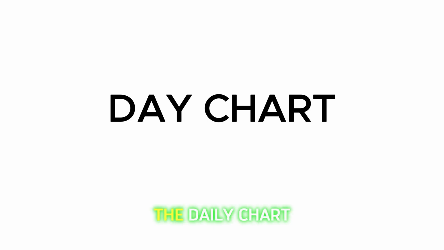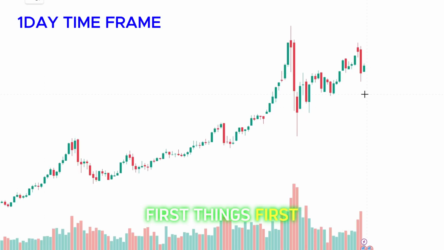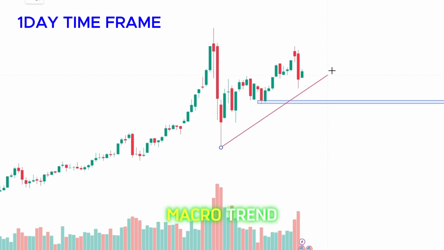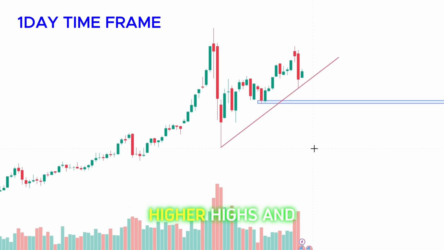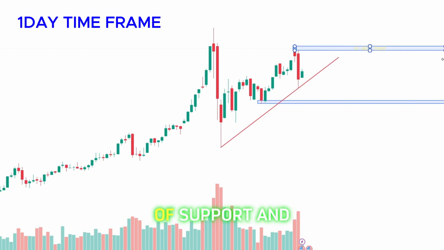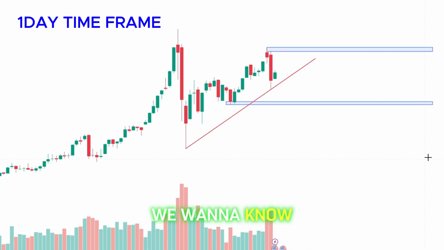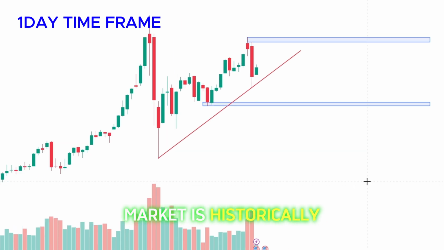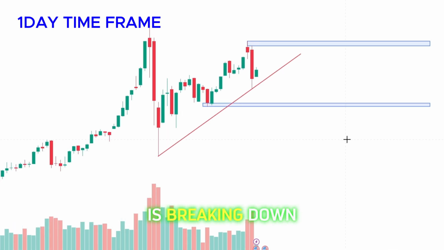Step number 1, the daily chart. First things first, we pull up the 1-day chart frame. When we are on this higher time frame, we are looking for 2 very specific things. Number 1, we are trying to identify the overall macro trend. Are we making higher highs and higher lows, or are we in a massive downtrend? Number 2, we are trying to find our major rock-solid levels of support and resistance. We want to know exactly where the market is historically bouncing or where it is breaking down.